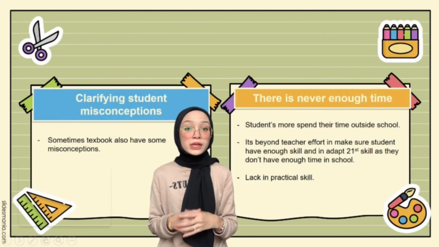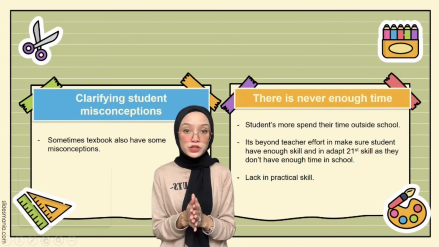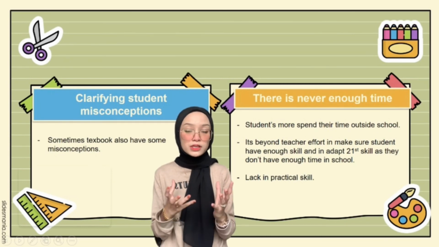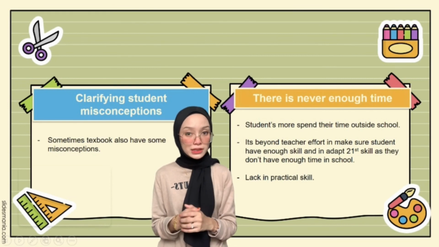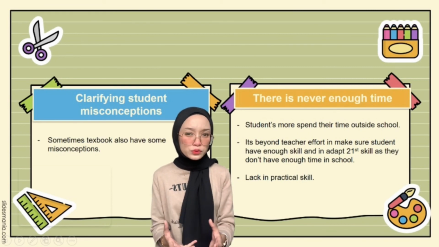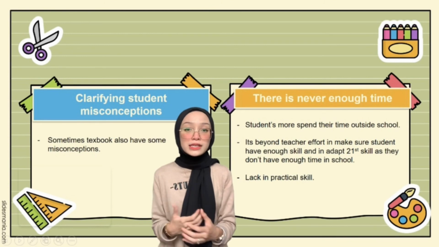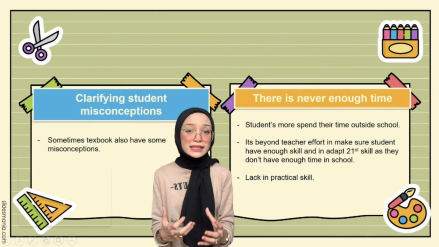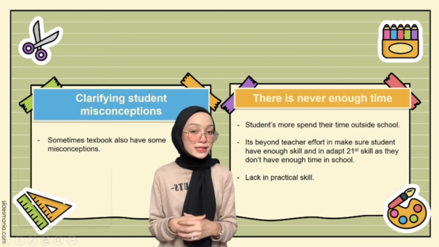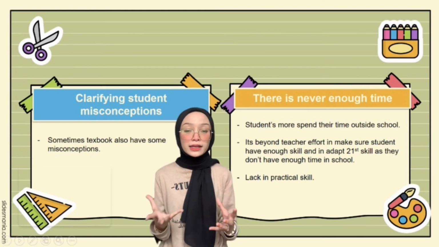Next, textbook is the main source that students will refer to, but sometimes textbooks also have misconceptions in their information. This will lead to misleading and will make students confused. Last, students never have enough time. Students don't have enough time in school gaining and practicing new knowledge and skills. Moreover, they will lack practical skills.